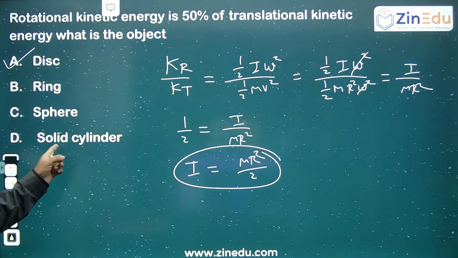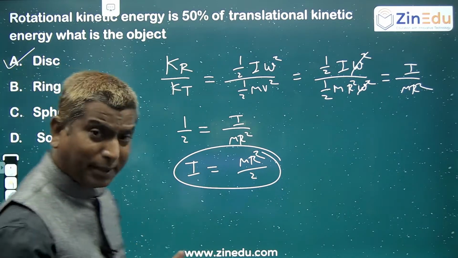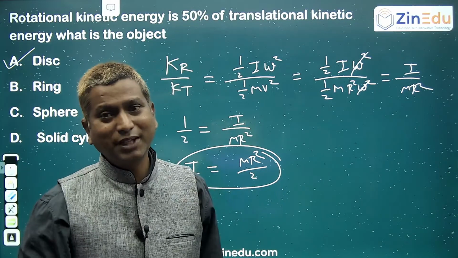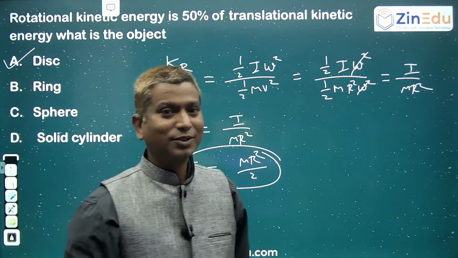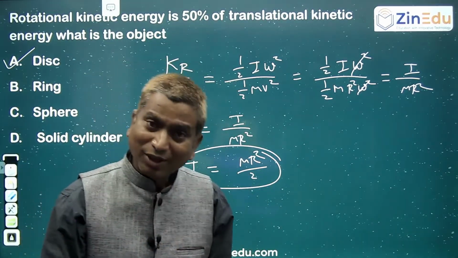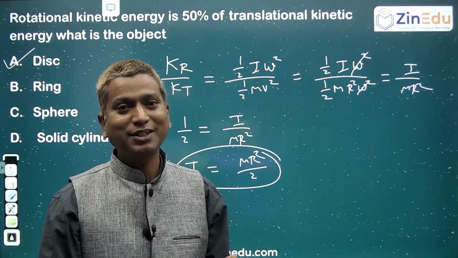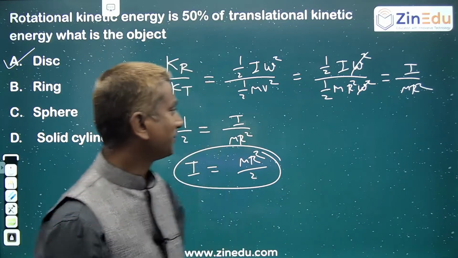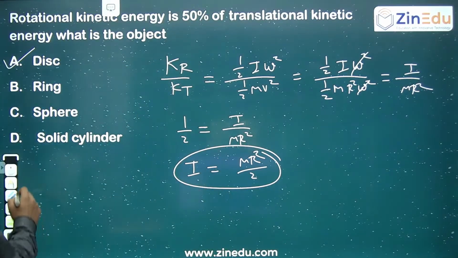I don't think this is a solid cylinder, because the paper we have framed is actually based on the memory of the students, right? So we know that for a solid cylinder also the moment of inertia is mr square by 2. For a disk also it is mr square by 2. Move to the next question.